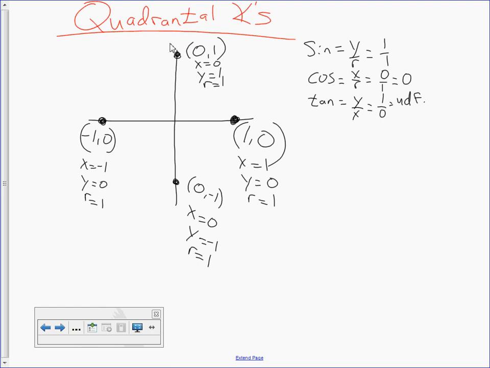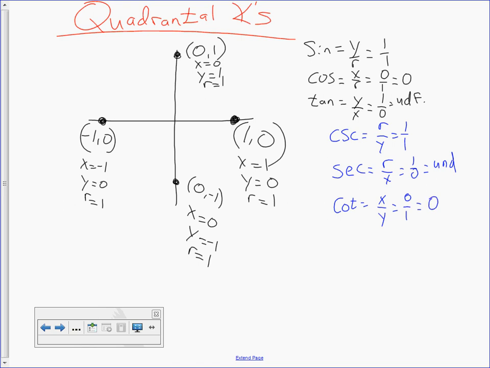How would you find the inverses? Well, the inverse of sine is cosecant, so it's r over y, which is still 1 over 1. The inverse of cosine is secant, which is r over x, which is 1 over 0, which is undefined. And then cotangent is x over y, which is 0 over 1.